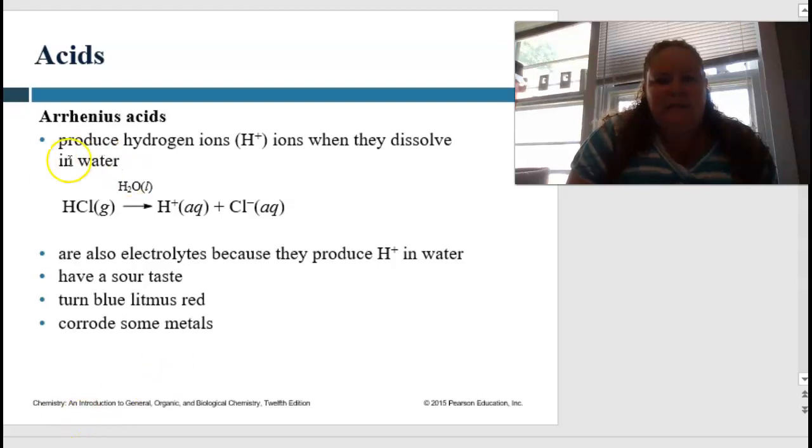With acids, there's a subcategory, which is Arrhenius acids, and these produce hydrogen ions when they dissolve in water. A very common acid that we use in the lab is hydrochloric acid, known as HCl. When we react it with a liquid, water, it separates into hydrogen ions and chloride ions. They're also electrolytes because they provide those H plus ions in the water. They have a sour taste, they turn blue litmus paper red, and they can corrode some metals.